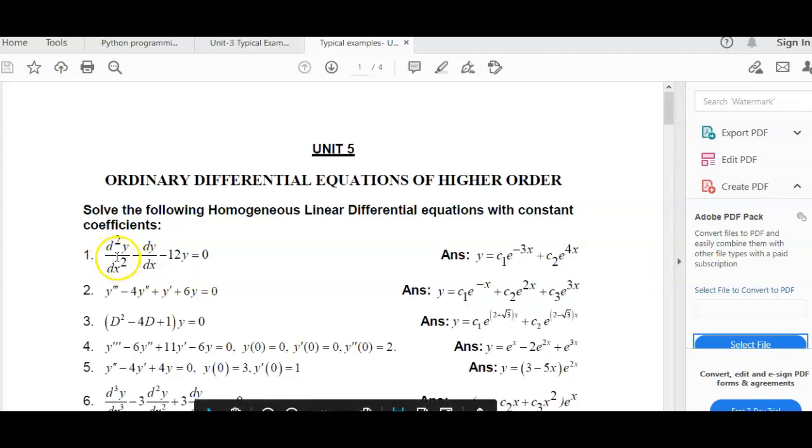Let's consider question number one given here. d square y by dx square minus dy by dx minus 12y is equal to 0. Correct, right?